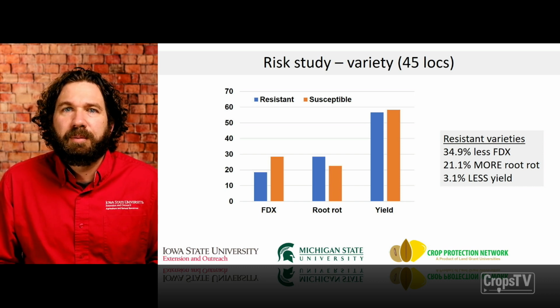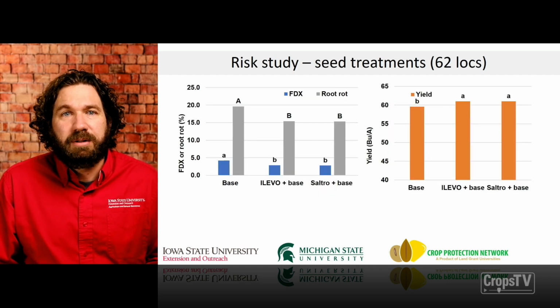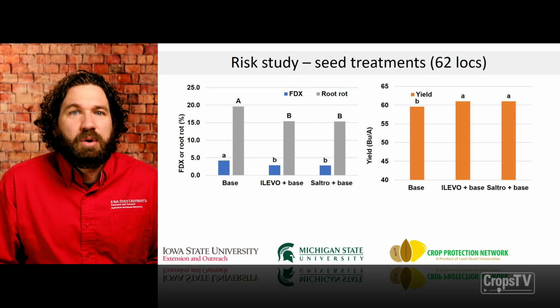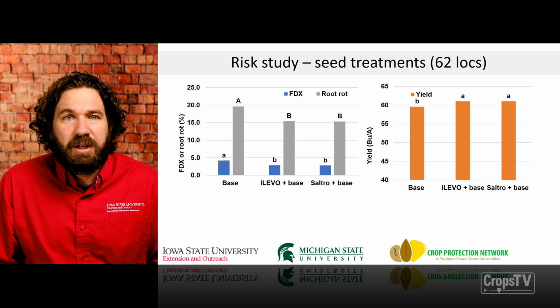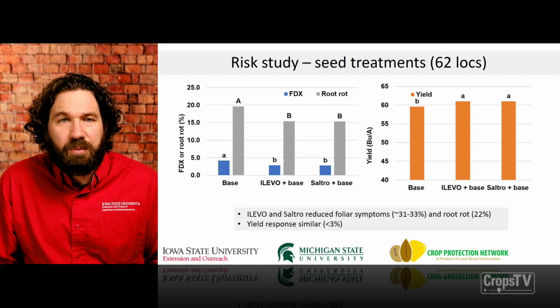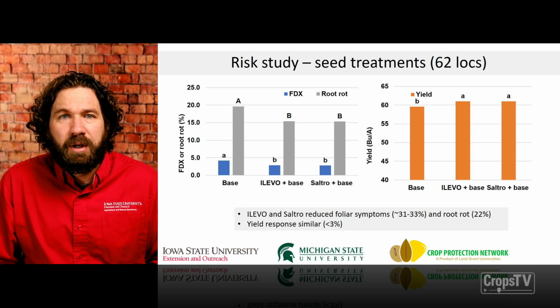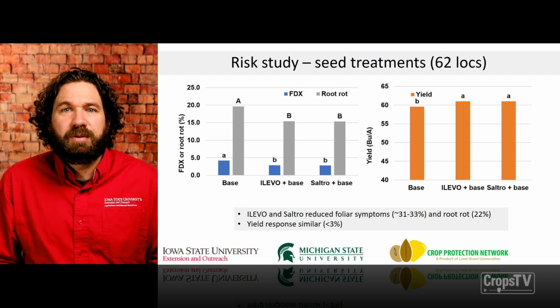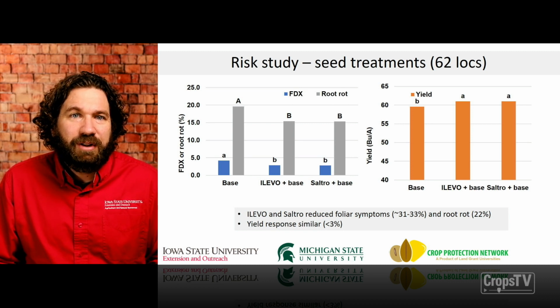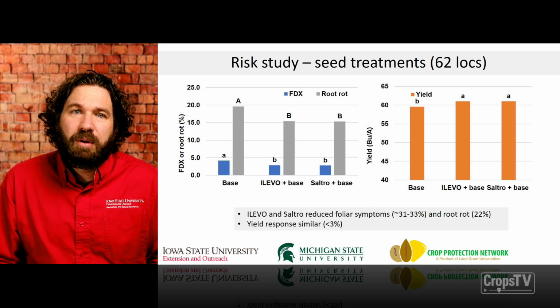If you look at the seed treatments, again, this is going to be across all 62 locations. We saw differences. We saw reductions for both Elevo and Saltro, around 31 to 33% for foliar symptoms and around 22% for the root rot. Very consistent with other years, very consistent with what we've seen in the past. And yield responses were a little bit less than 3%. If you look at that FDX value, for all 62 locations, it was less than 5.